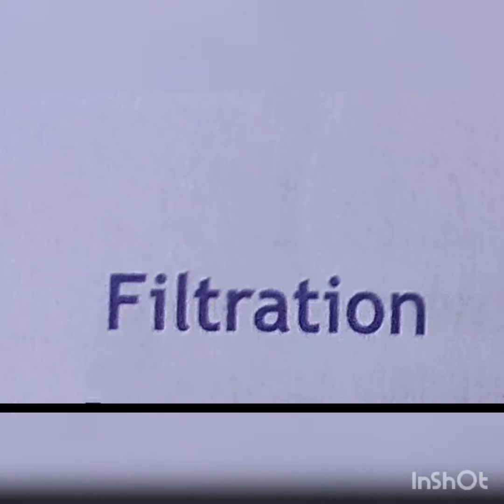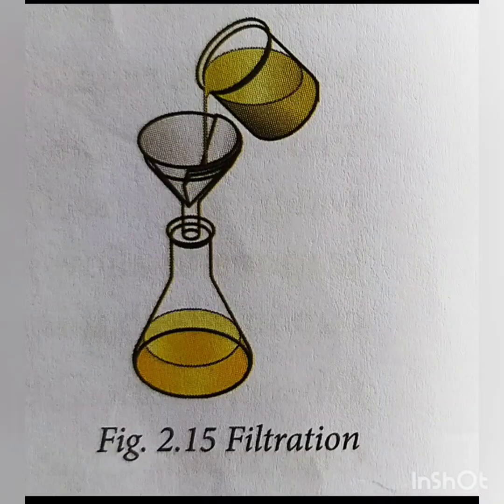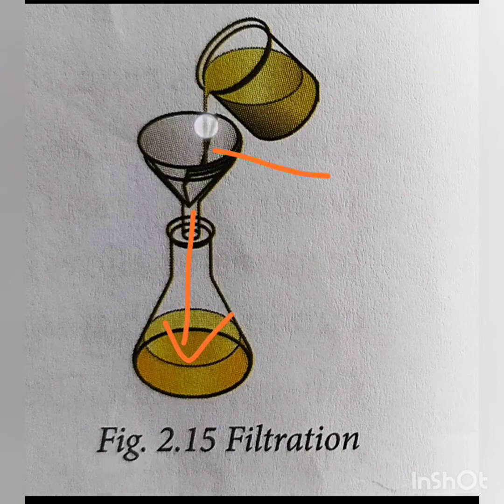The next method used to separate insoluble substances from a liquid is filtration. Filtration is the process of separating the insoluble solids by passing the mixture through a filter. A filter is a device which consists of small holes. It allows the liquid to pass through the holes but retains the insoluble solids which are bigger than the holes of the filter. Strainers that we use to strain tea or soup are examples of filters.